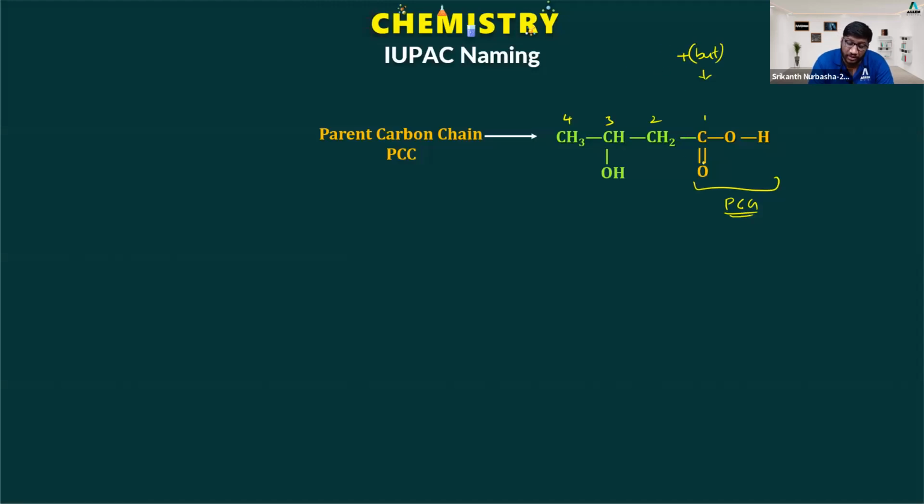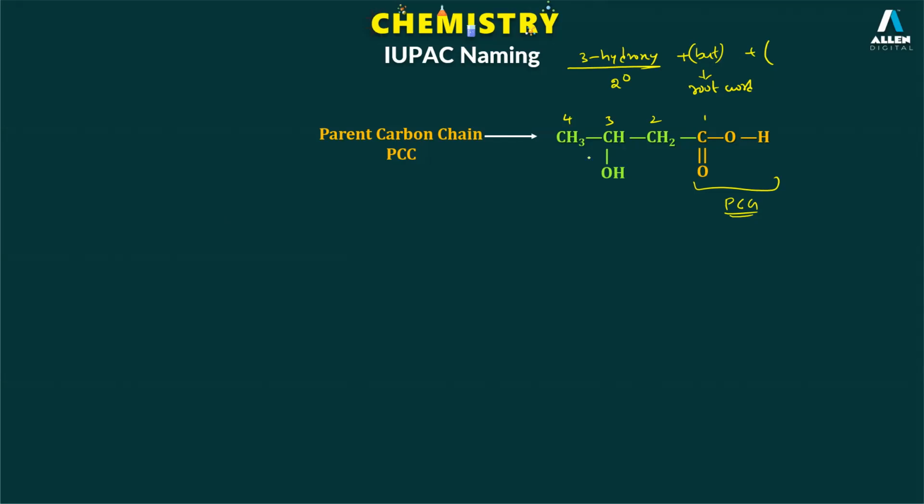So the secondary prefix, substituents. What are the substituents? We have the OH group, which is taken as a substituent, so it is 3-hydroxy. 3-hydroxy is the secondary prefix, and I'm not writing the primary prefix because there is no cyclic compound, and this is the root word but. And what type of carbon-carbon linkage is seen? Single bond. Carbon-carbon single bonds. So AN, yes or no? Whenever we have a carbon-carbon single bond, you should write AN, and you have oic acid.